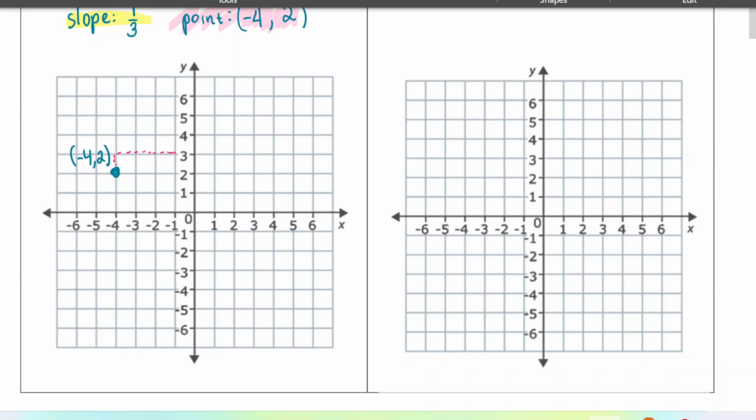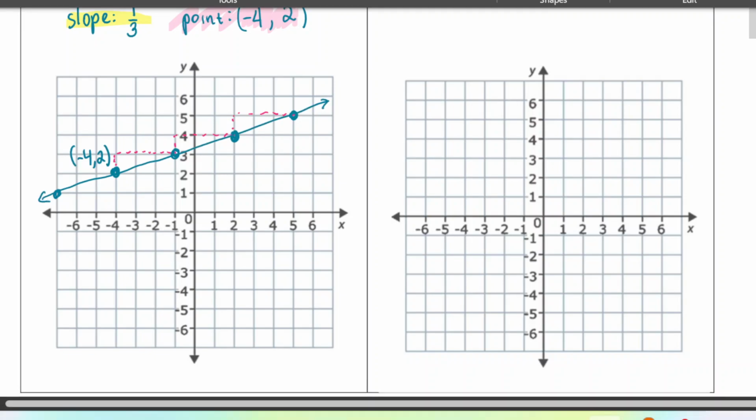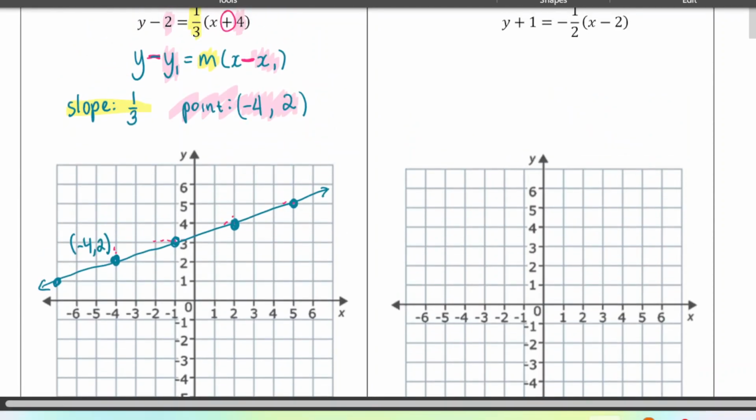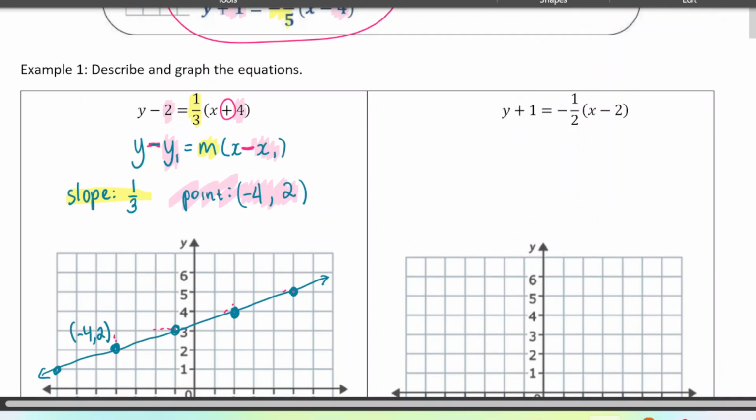Rise over run. I'm going to put another point, and I'm just going to keep counting. 1 up, 3 to the right. 1 up, 3 to the right. And I just keep going until I run out of room. And I want to do a nice straight line through those points, and there's our graph. And you can erase any counting marks you made because they're not actually part of the graph. Okay, great. So that's how you graph a line from a slope-point equation.